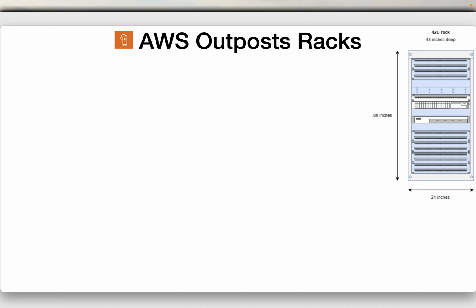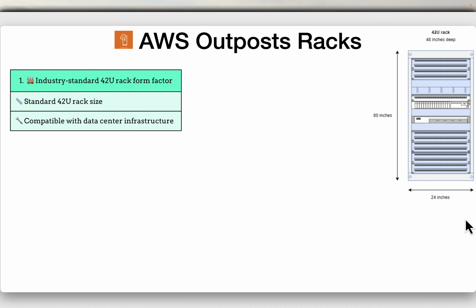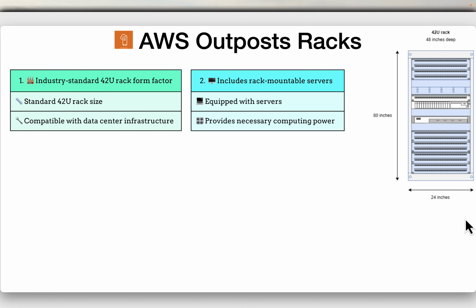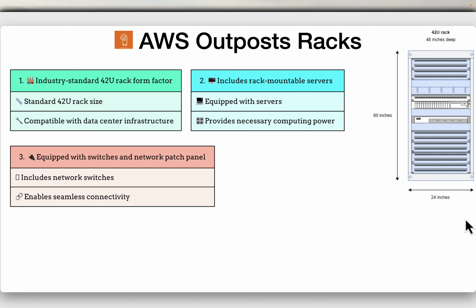Okay, this is how AWS Outpost racks look like, the physical structure. So it's a 42U rack, so it's 42 inches deep and 80 inches tall and 24 inches wide. So it's an industry standard 42U rack form factor. It includes rack mountable servers. So Outpost racks come equipped with servers that can be easily mounted within the rack, providing the necessary computing power for your workloads. The racks include network switches and patch panels.